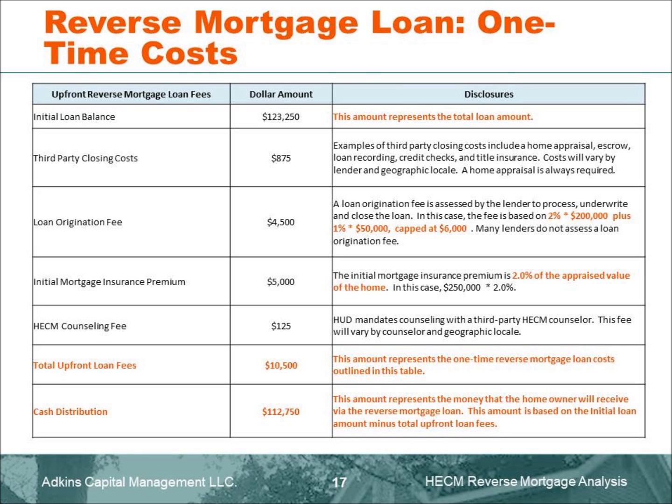Based on these costs, the total upfront loan fees were estimated to be $10,500. Accordingly, the cash distribution would be $112,750. This amount represents the money that the homeowner will receive via the reverse mortgage loan. This amount is based on the initial loan amount of $123,250 minus the total upfront loan fees.